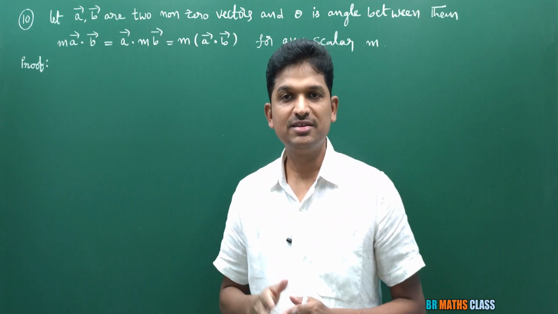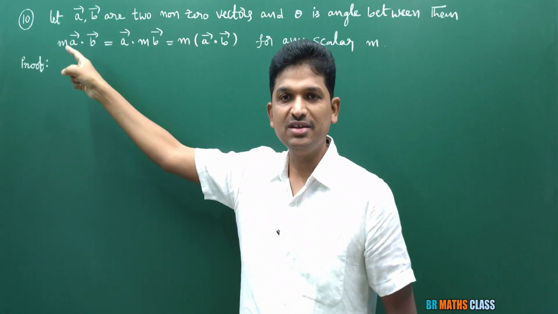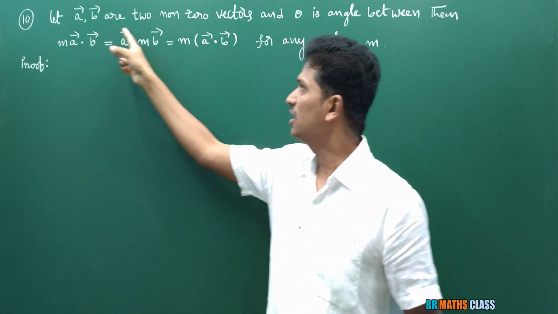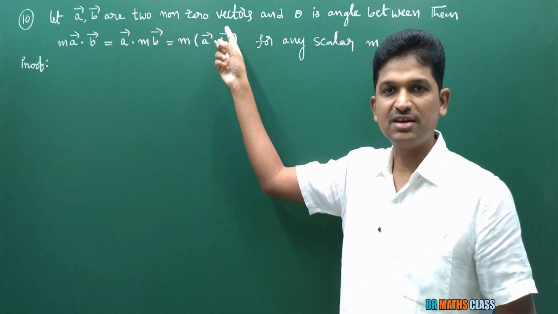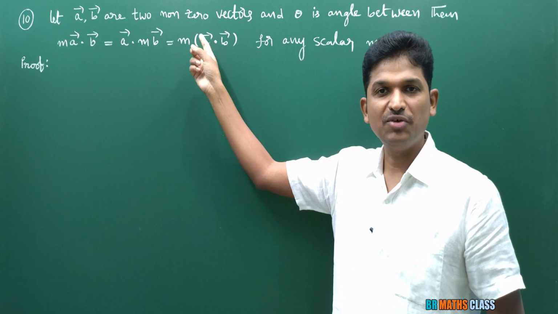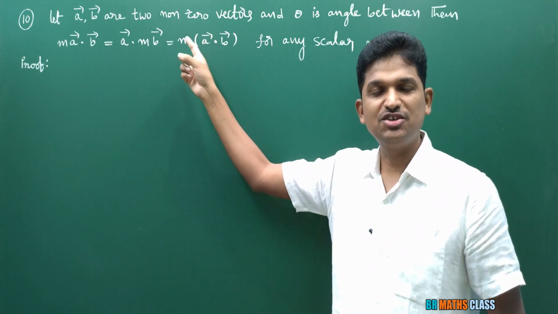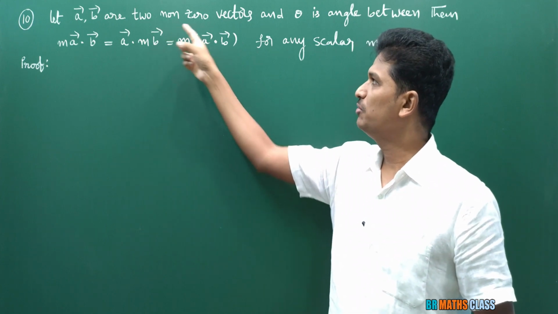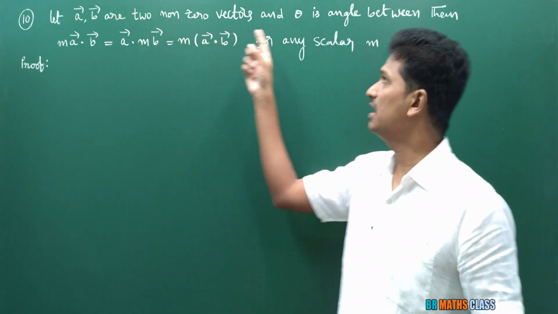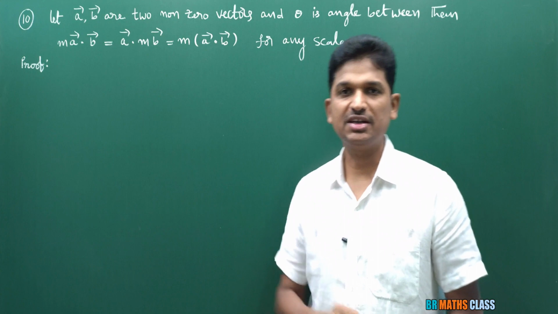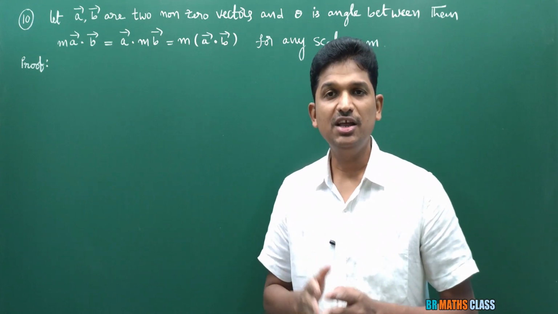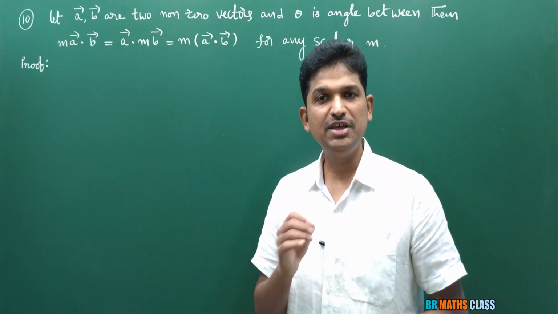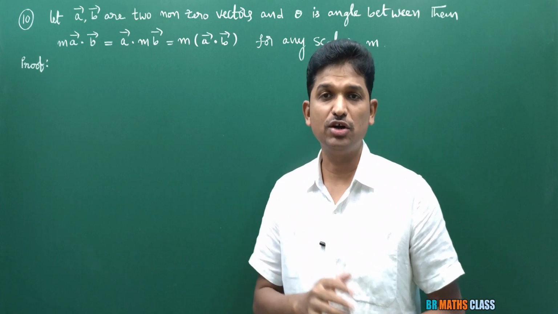You observe this formula number 10. What is this formula number 10? A bar, B bar are two non-zero vectors. They are non-zero vectors. Why? Because if the vectors are zero vectors, the angle between the vectors is not defined. So, A bar, B bar are two non-zero vectors and theta is the angle between the vectors A bar, B bar. Then we are going to prove this result. We use this very frequently in dot product.